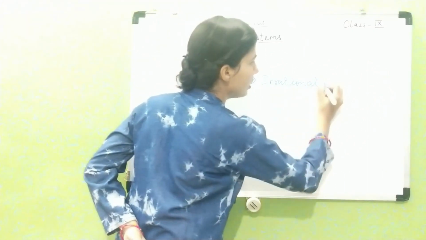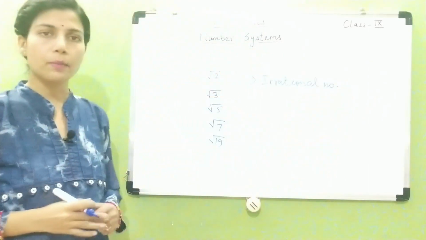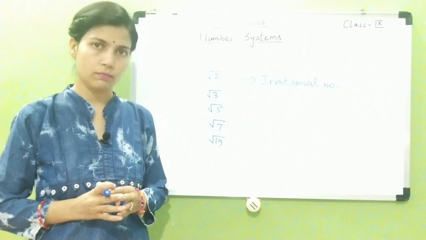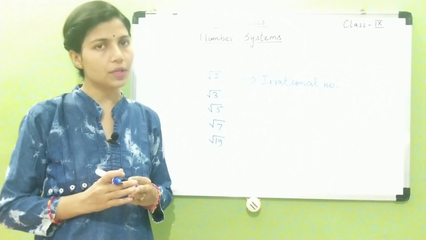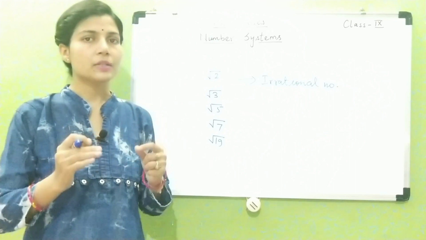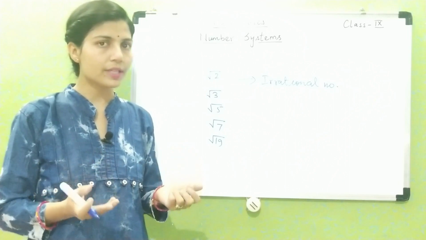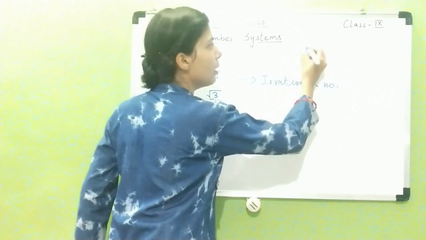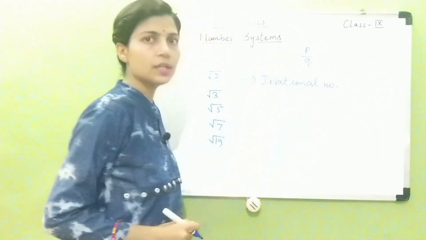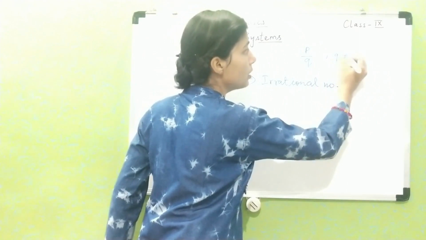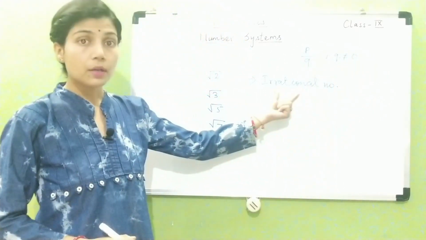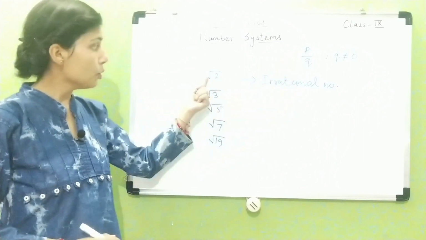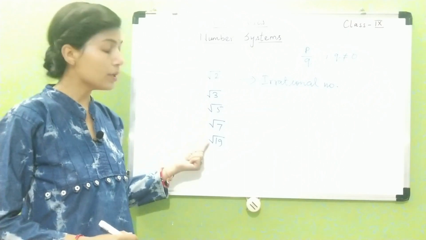So one thing is clear here. The opposite of rational numbers means those numbers which we can't represent in the form of p upon q. Those will be considered irrational numbers. So there is a main difference between rational and irrational. Rational numbers are those numbers which can be expressed in the form of p upon q, where p and q are integers and q is never equal to 0. And irrational numbers we can't represent in the form of p upon q, like root 2, root 3, root 5, root 7, root 19.